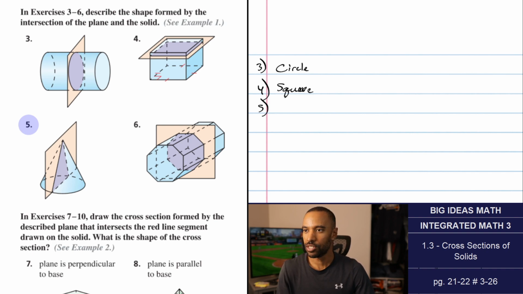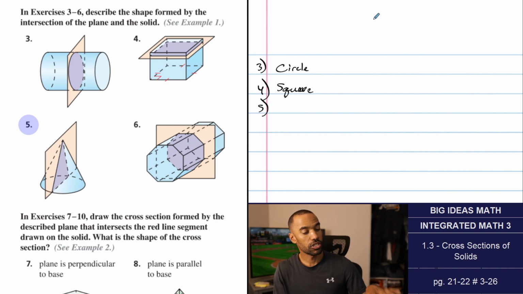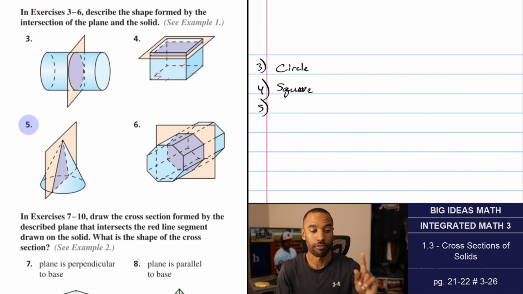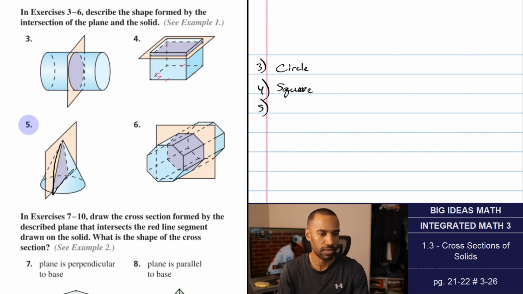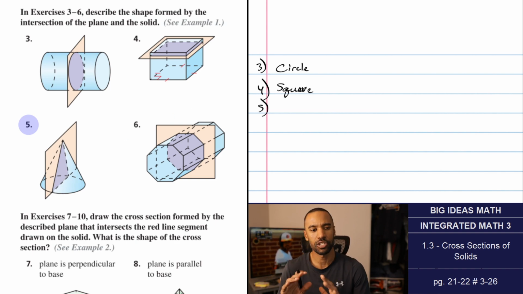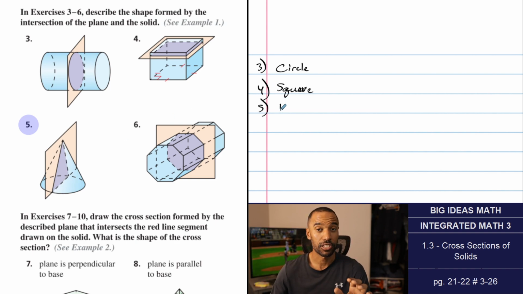Number 5, unlike before, we actually saw a cone that was cut horizontally and had the circular cross-section. This one's cut vertically through it from that top, from the apex downward. You can see it in this triangle here. It's a very specific triangle too. Because all slant heights are congruent in a right cone, this is an isosceles triangle, and I want to be specific about that.